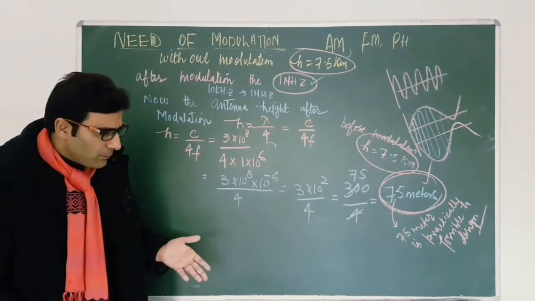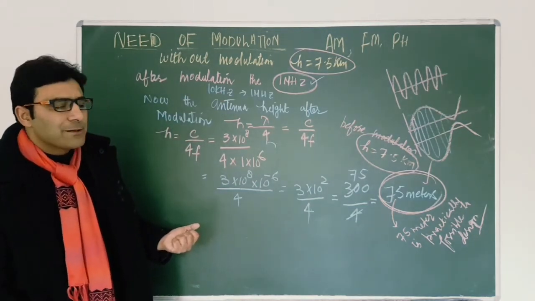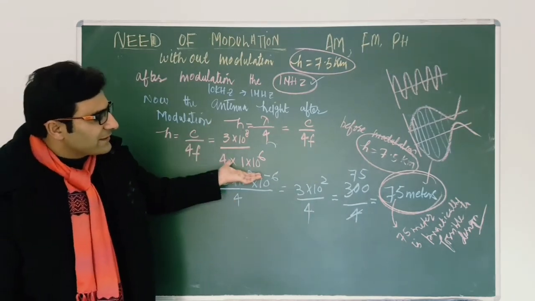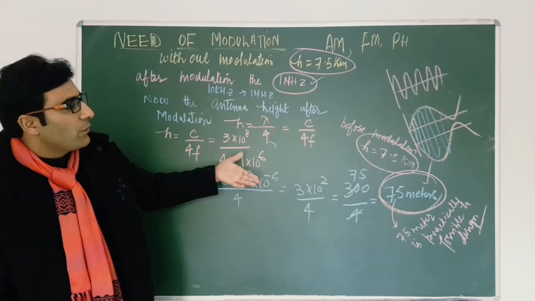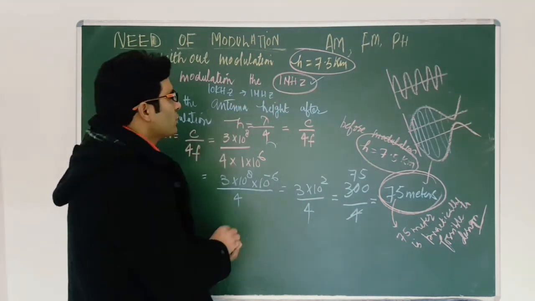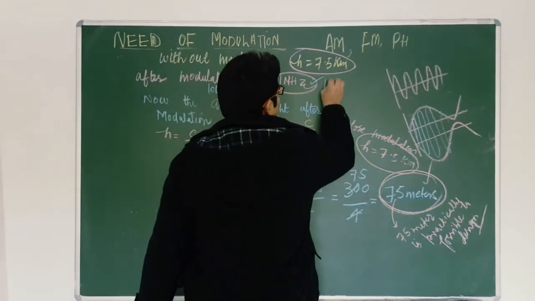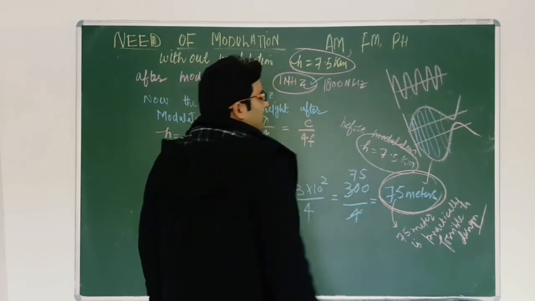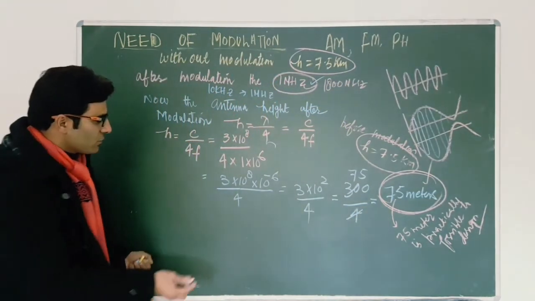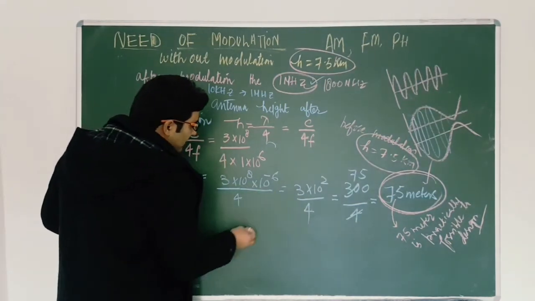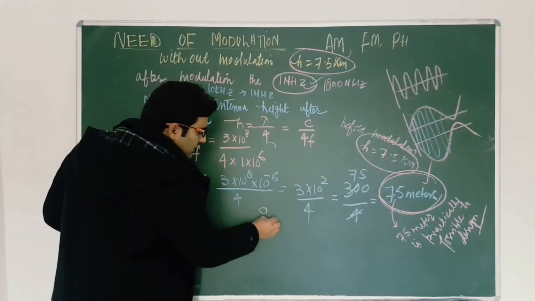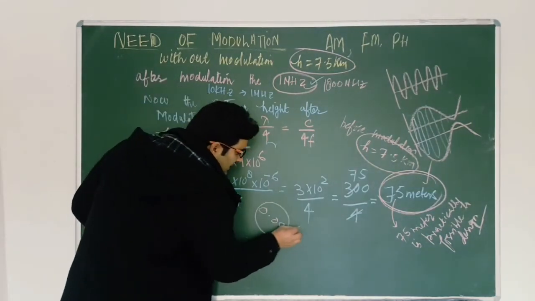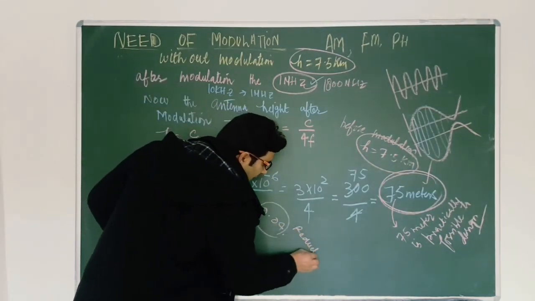And आजकल जो हमारे मोबाइल काम करते हैं 900 megahertz, 1800 megahertz, and if you go for 900 megahertz, if you go for 1800 megahertz. So here 1 megahertz can be replaced by 1800 megahertz. So if we put here 1800 megahertz, so it will become 0.0 something like that. So you will see this is the reduction in antenna height.